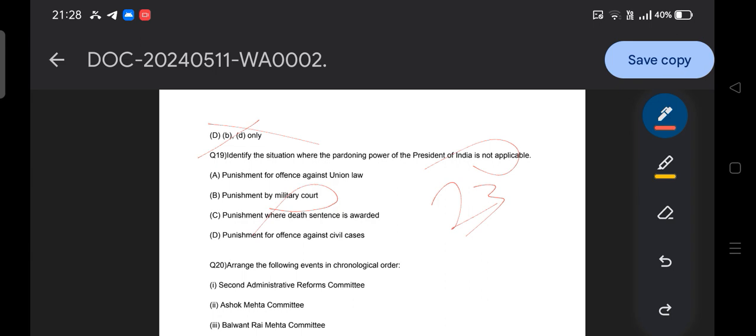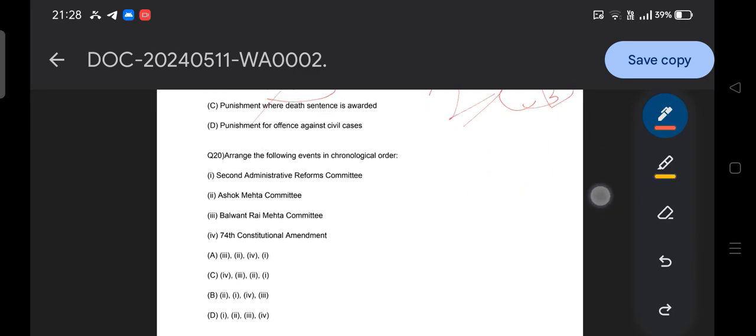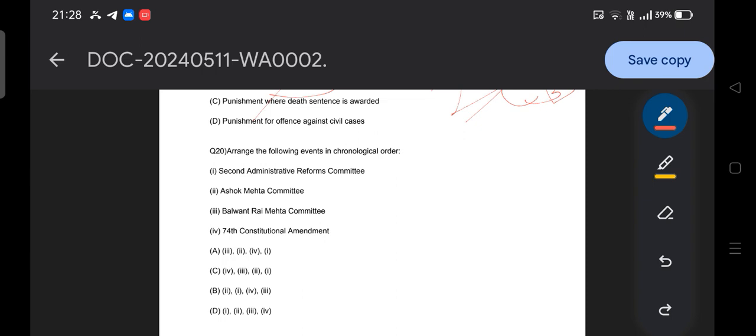Can anyone tell me which article of the Indian Constitution talks about the pardoning power of the President? I have already told you, but you need to also remember the pardoning power of the governor. So coming to this question number 23, the answer is basically option number B.